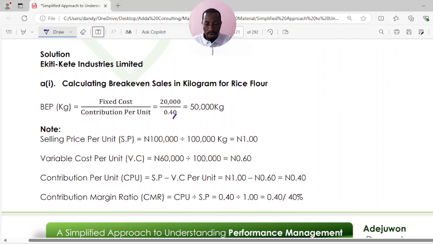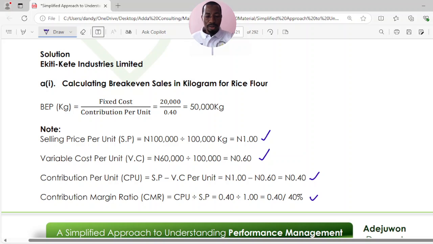Okay, so let me just do the working first. The selling price per unit is 100,000 naira divided by the total 100,000 kilogram, that is 1 naira. Variable cost per unit is 60,000 naira divided by 100,000 kilogram, that's 60 kobo. Therefore, contribution is selling price minus variable cost, that is 1 naira minus 0.6, that is 40 kobo per kilogram. Then the contribution margin ratio is contribution margin per unit divided by selling price per unit, that is 0.4 divided by 1 naira, which gives us 40%. So the contribution margin ratio is 40%.